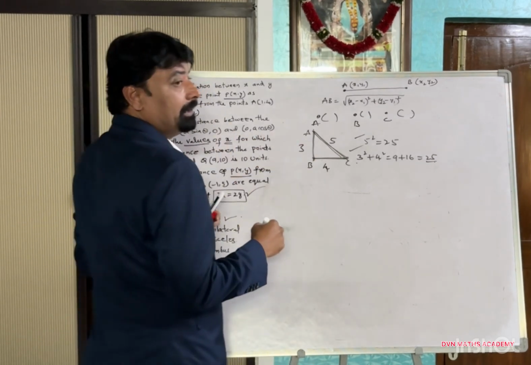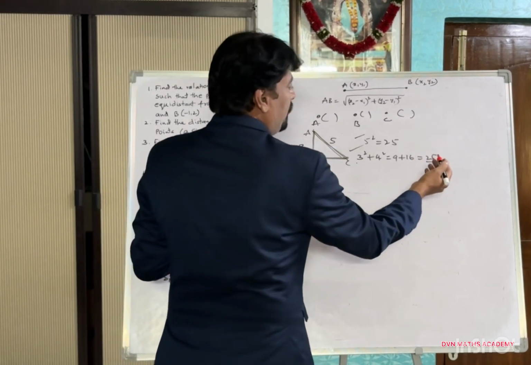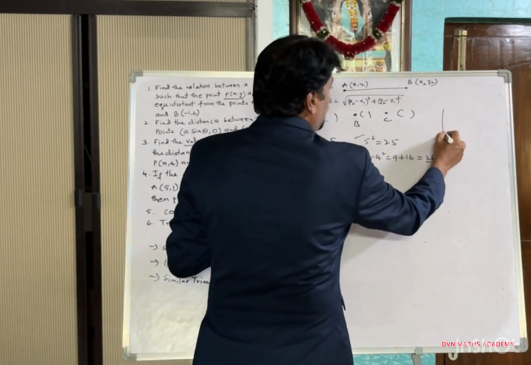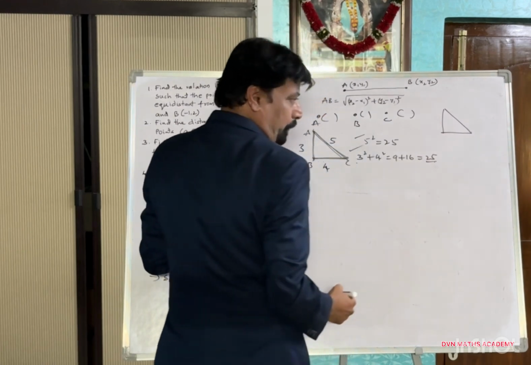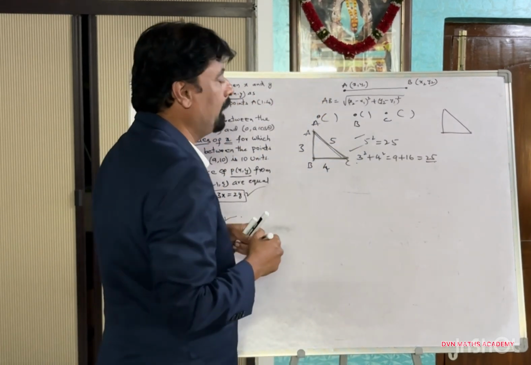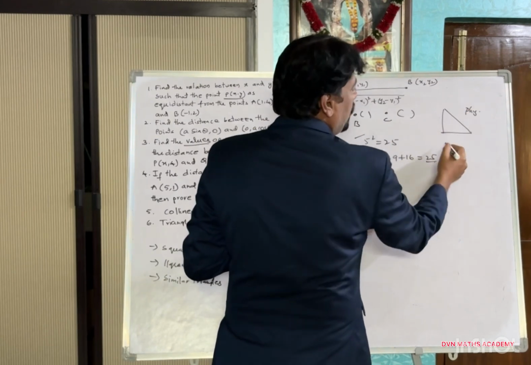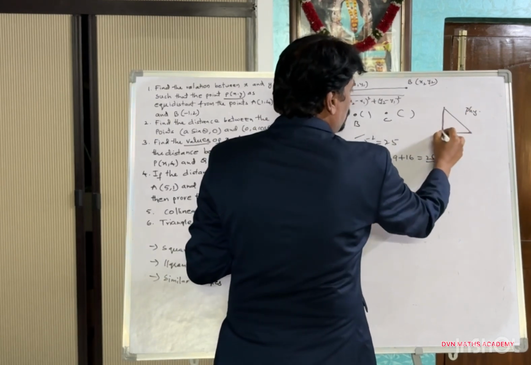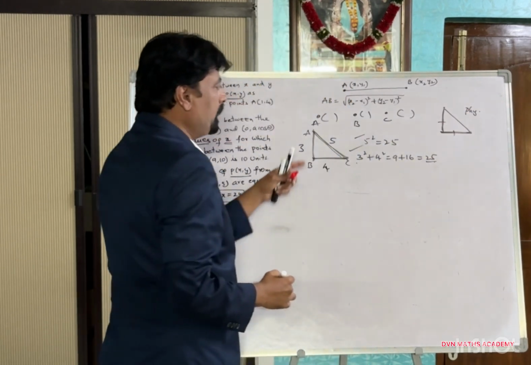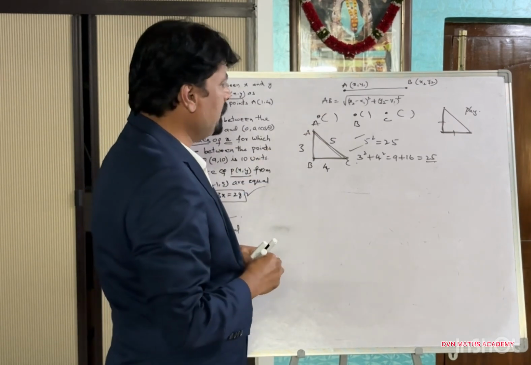Sometimes he will ask you one question that seems difficult, but is not difficult: prove it is an isosceles right angle triangle. It means it has to satisfy the Pythagorean theorem and also the other 2 sides, these 2 legs, will be equal. So here also we are using the distance formula only.